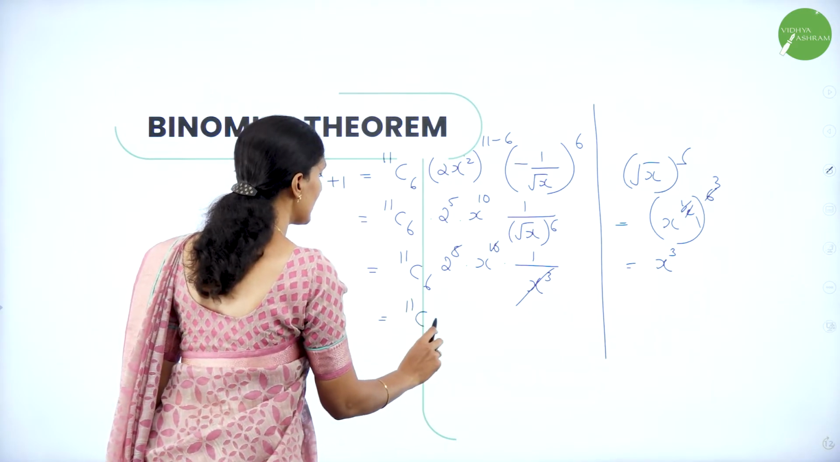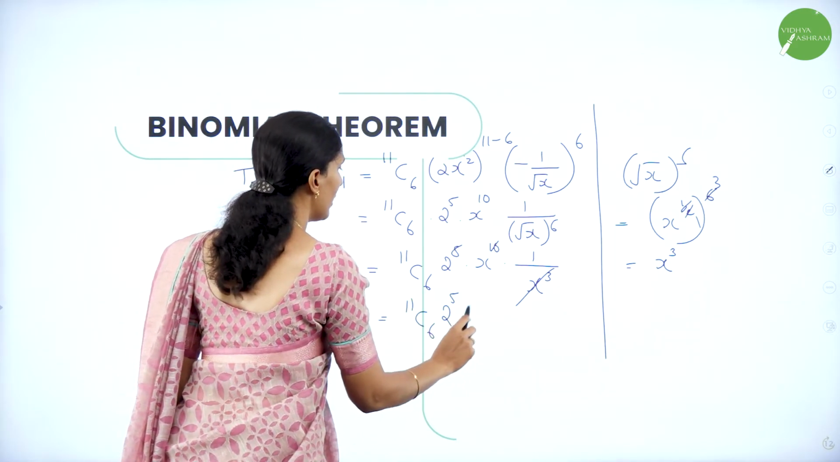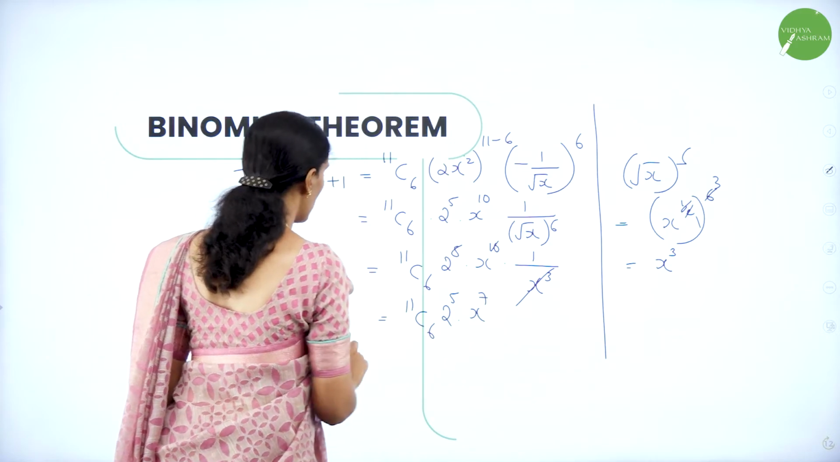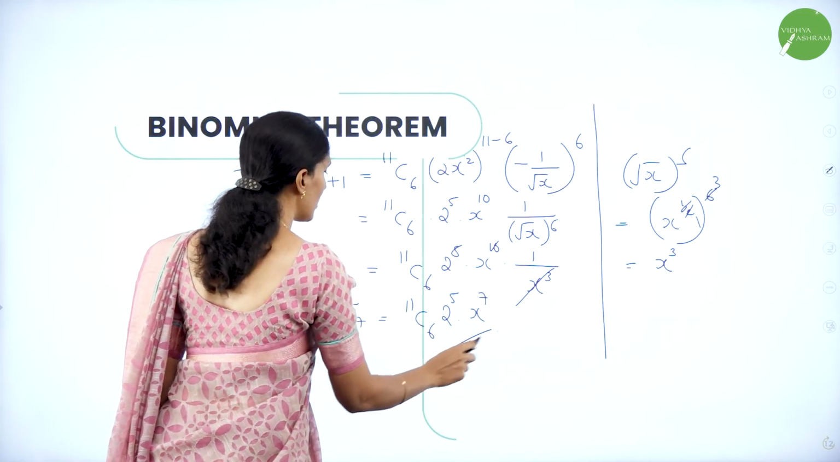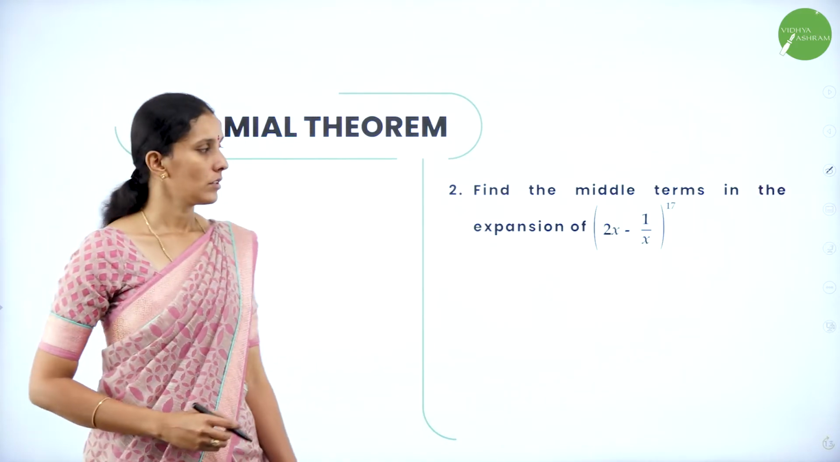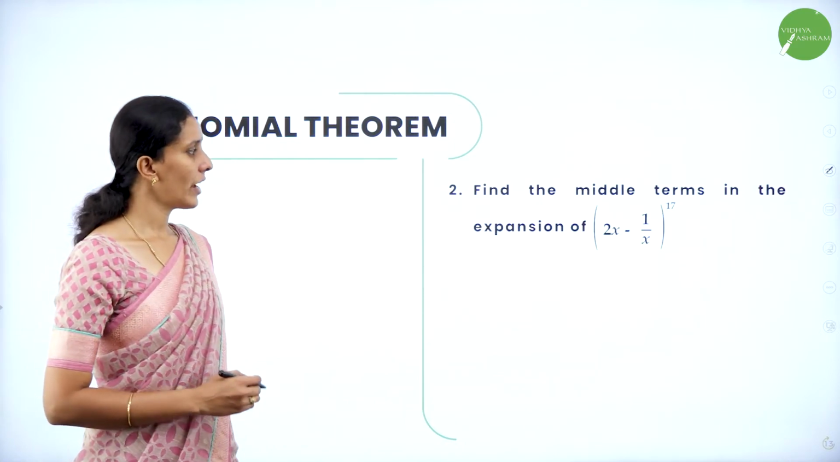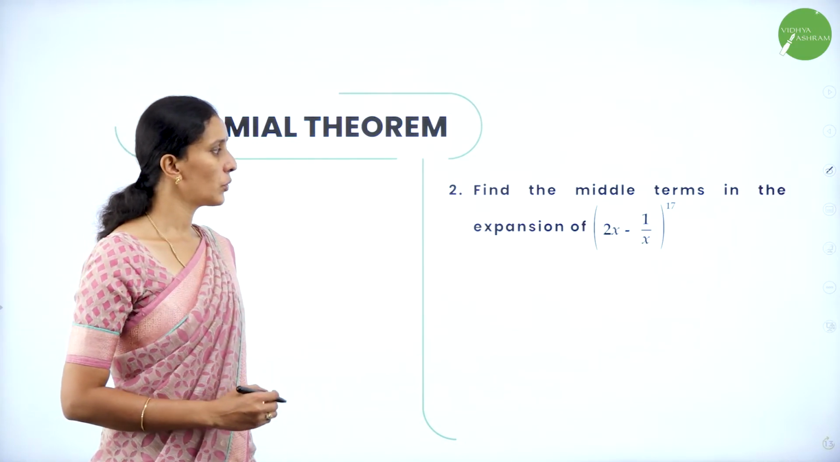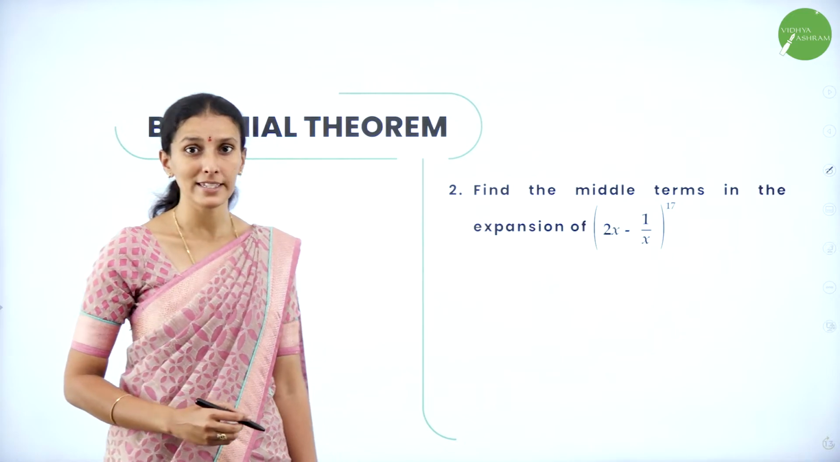So 11C6 into 2 power 5 into x power 7. So this is your 7th term. So here is my second question. Find the middle terms in the expansion of (2x minus 1 by x) whole power 17.